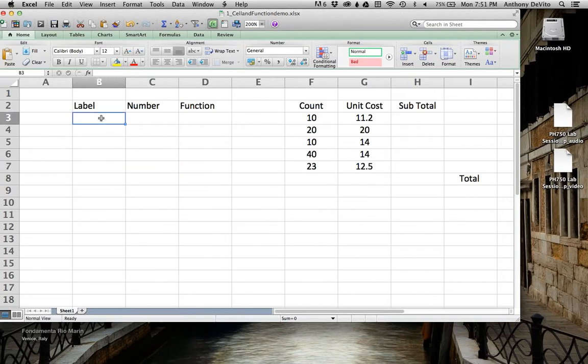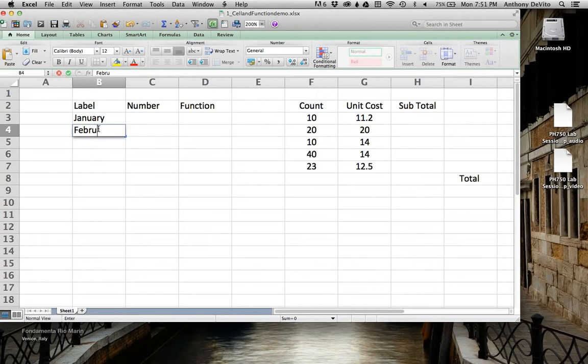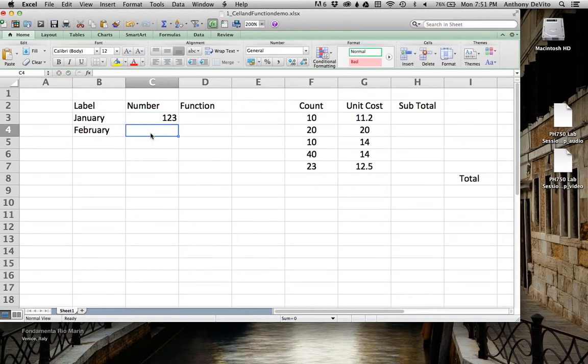You can have a label. A label is just basically text. So maybe this label would be January, and this label would be February. Okay, you can have a number, right? That number can be an integer, or that number can be a decimal number.